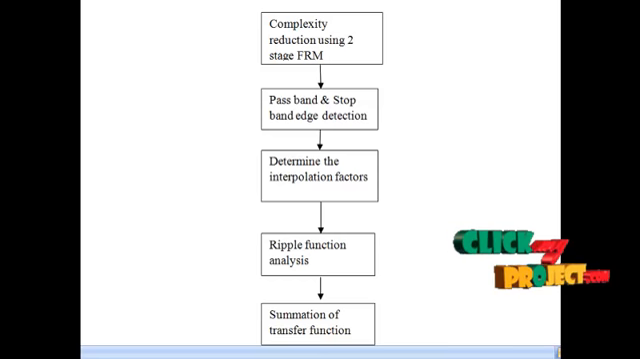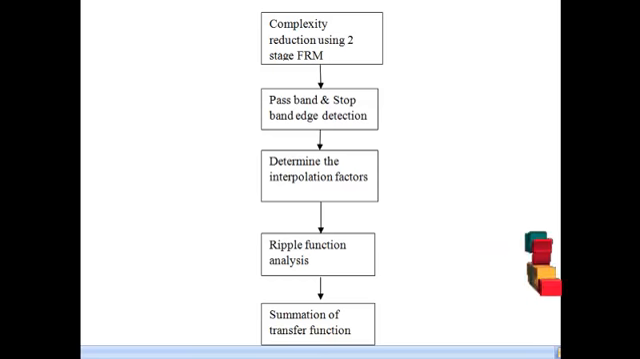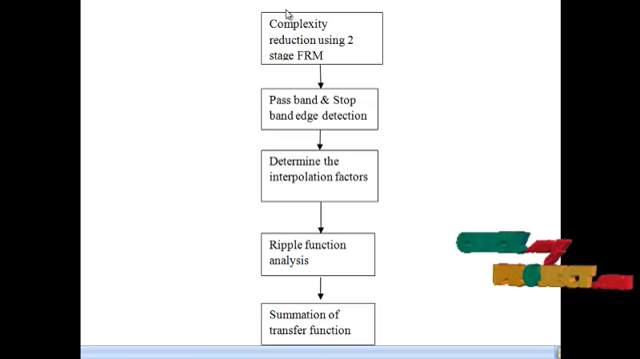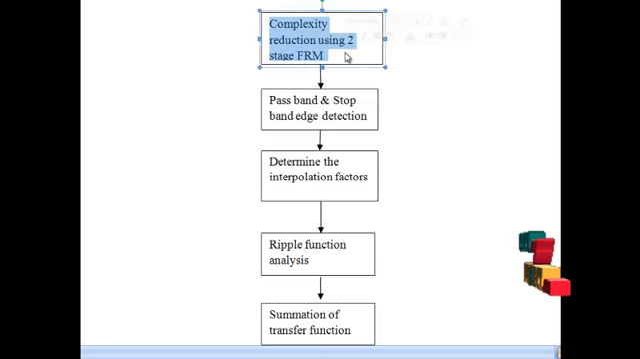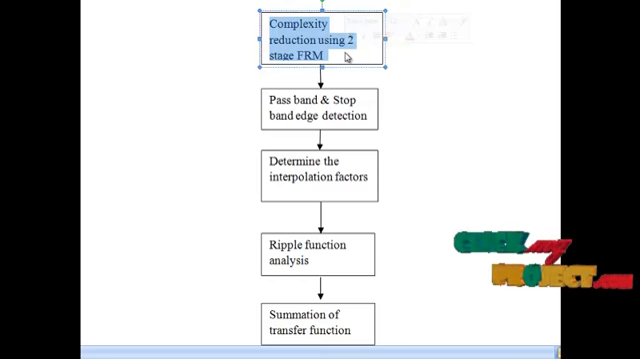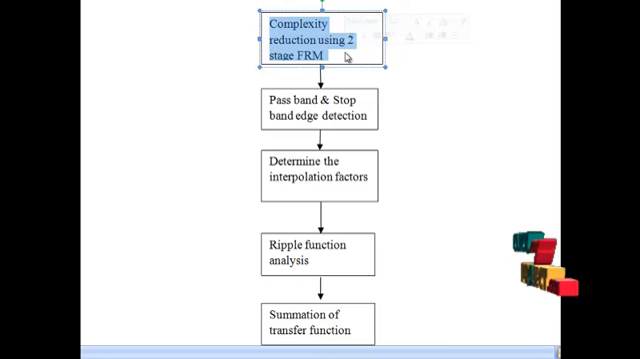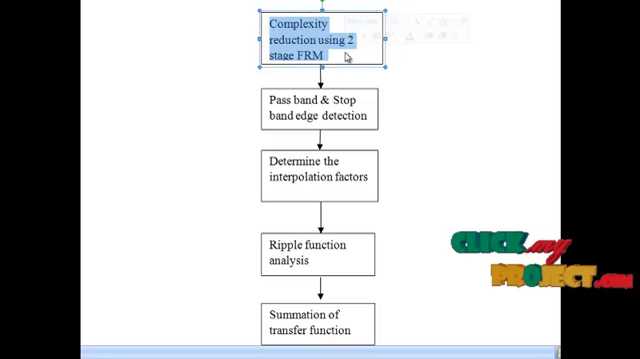This is the flow diagram of the frequency response masking technique. The first block indicates the complexity reduction using two-stage FRM. The complexity is nothing but the amount of computations required in a system, which should be few. It is mainly presented in the finite impulse response filter framework.